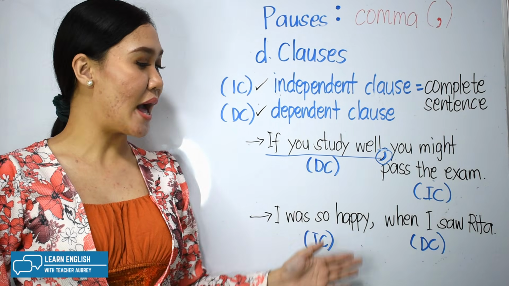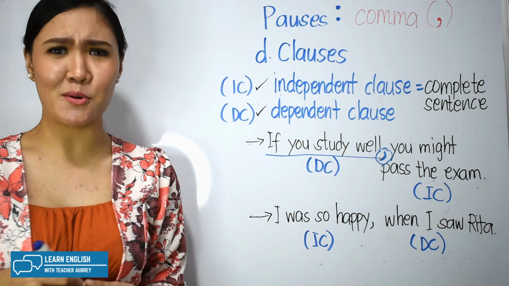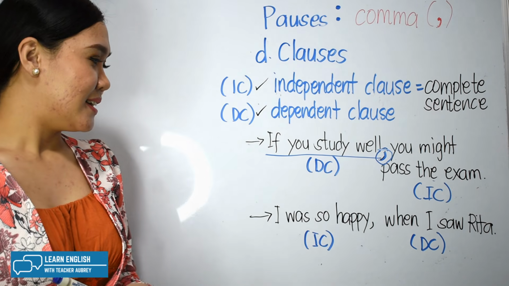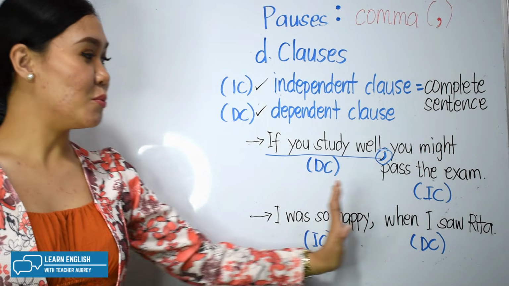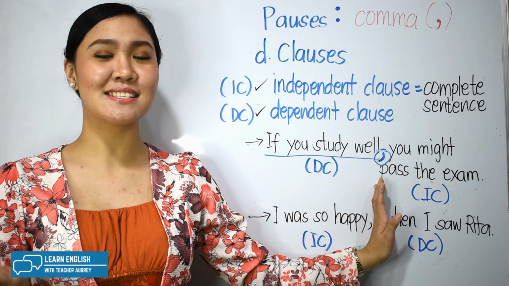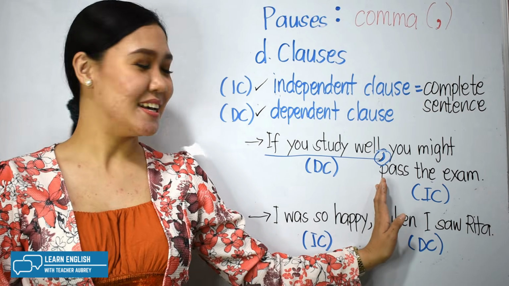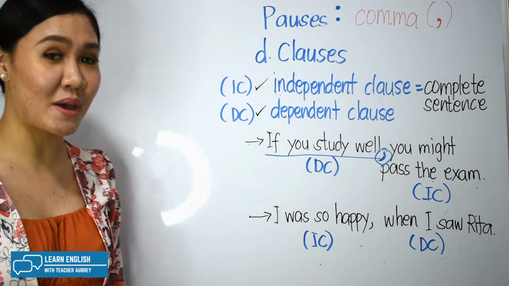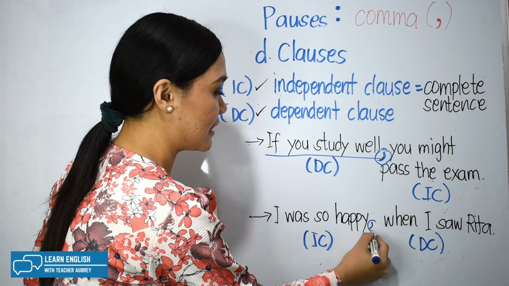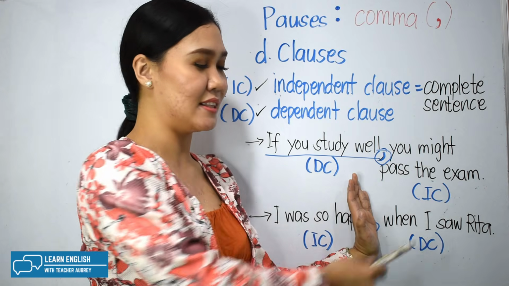I was so happy when I saw Rita. Napakasaya ko nang makita ko si Rita. Dito muna tayo tumingin. Huwag muna natin pansinin yan. I was so happy. Napakasaya ko. Buo ba yung kaisipan ng pangungusap? Buo. Dahil yan ay tinatawag nating independent clause. After we wrote the independent clause, ginamitan natin ng comma at idinugtong natin itong dependent clause. Ngayon mag-focus lang tayo kay dependent clause.